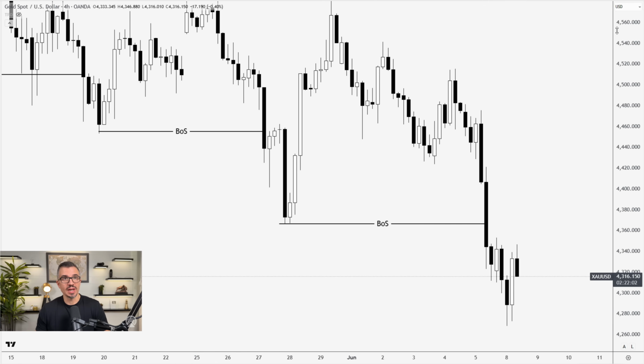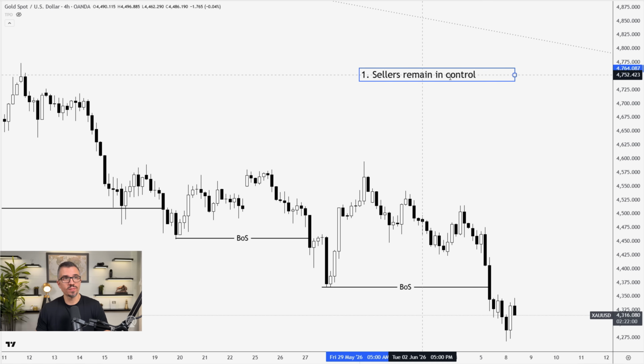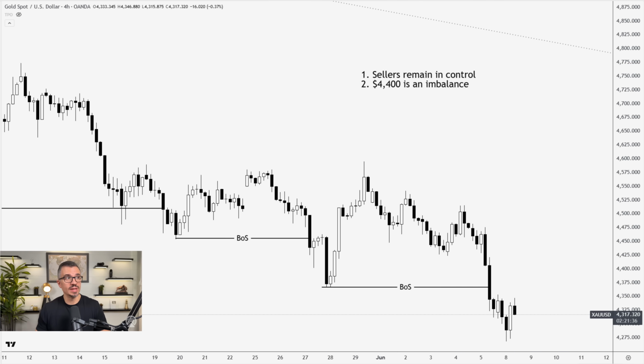Now, from a trader standpoint, let's first of all update this, and then we'll talk about it from a trader standpoint, because we want to obviously short high, and that's going to matter in terms of that imbalance that we saw on Friday. So we're going to call this, 4,400 is an imbalance. And that's an unmitigated imbalance because we haven't revisited this area since Friday. So that's the second thing that we know here about gold.